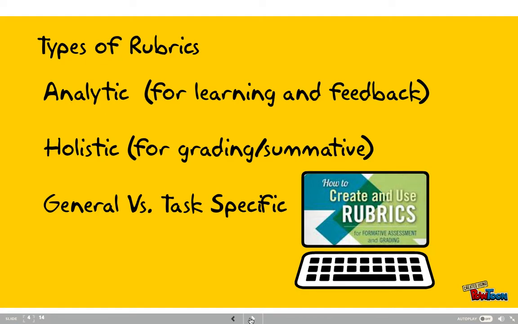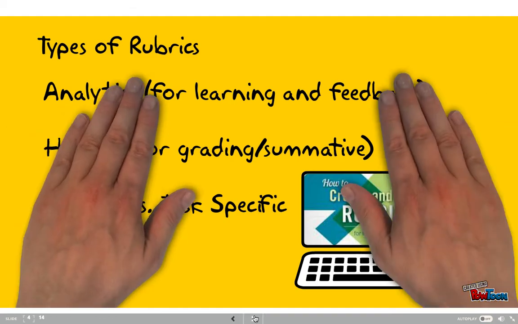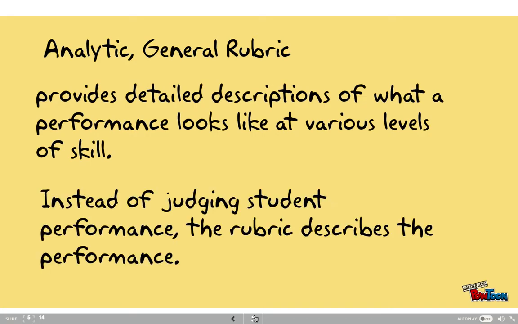And if they have those things, they hand it in, they assume that they've met all the criteria for the assignment. That's much different than actually comparing the substance and content of their work to what success would look like in a more generalized way, in a more analytic way, in a way that is for learning and ultimately for feedback. So let's talk about general analytic rubrics.